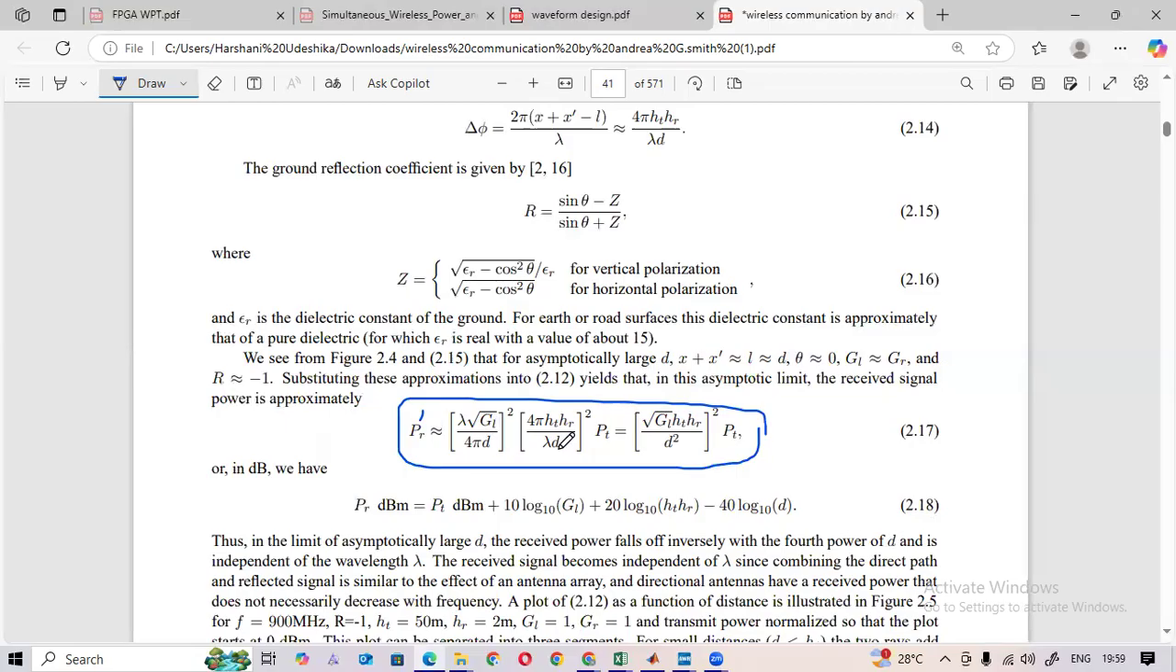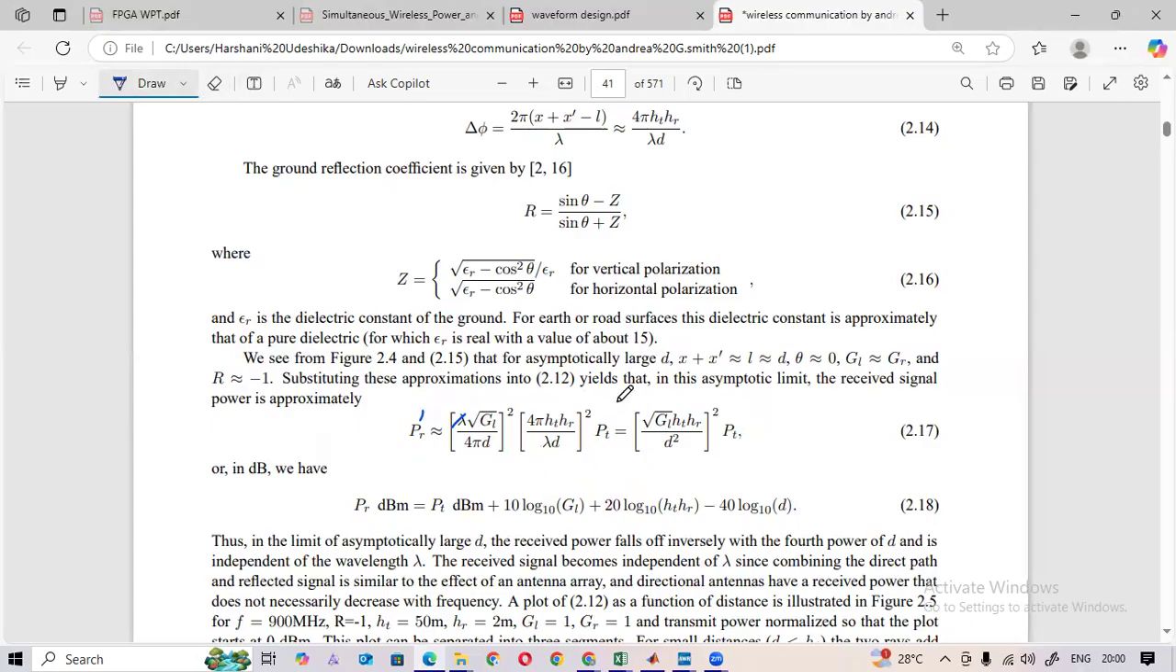If the frequency is given, maybe you can use this one, and if the frequency is not given, you can use this equation. These are approximately equal, so either approach is fine. Actually, this one is what you get after simplifying. Here the frequency will cancel, and the 4π will cancel, so this is the final value. So you can use this one.